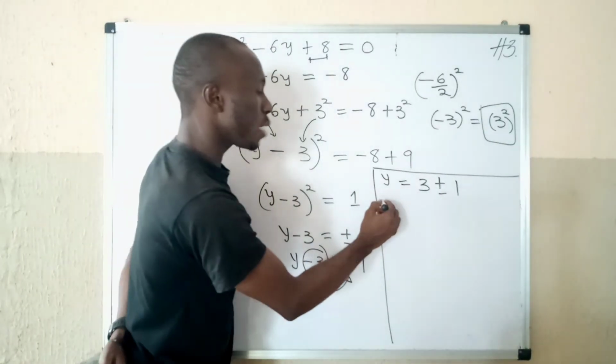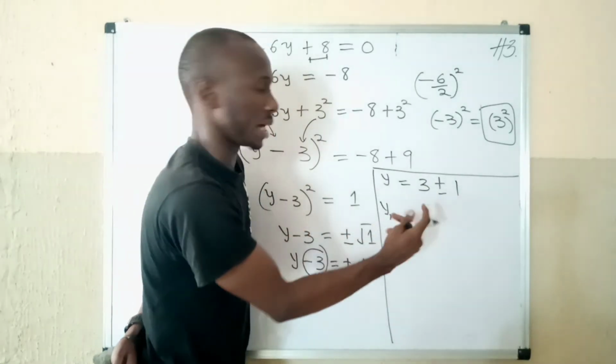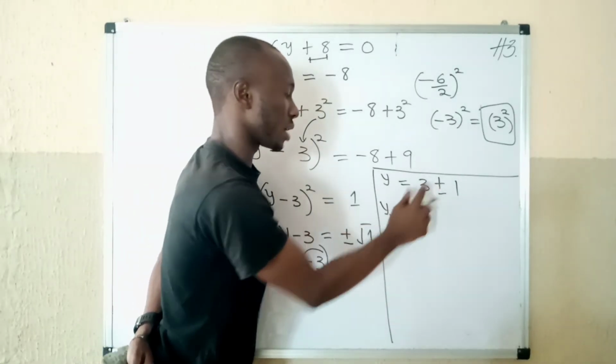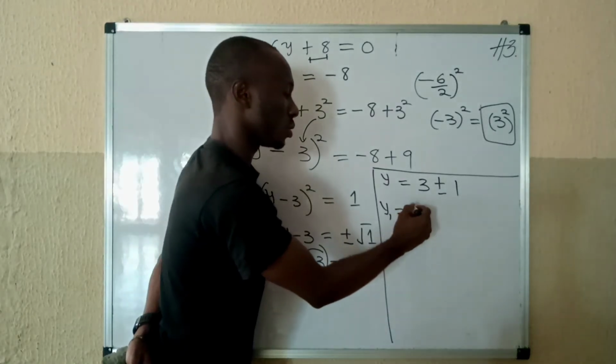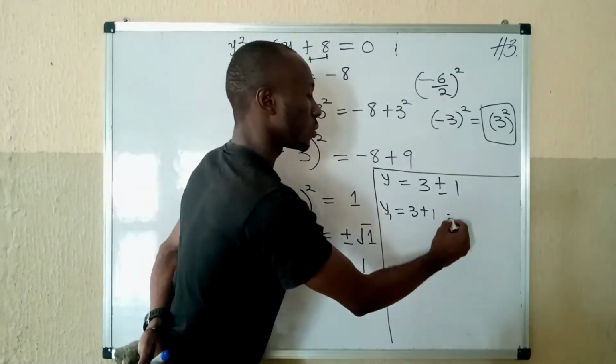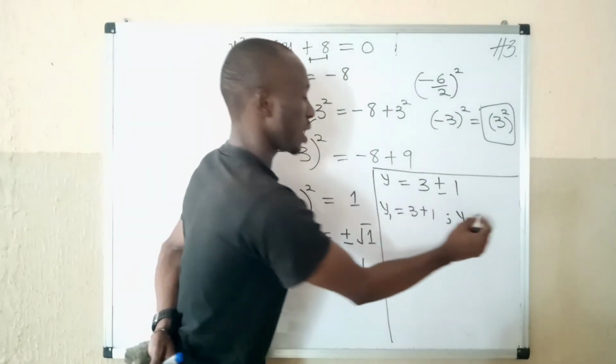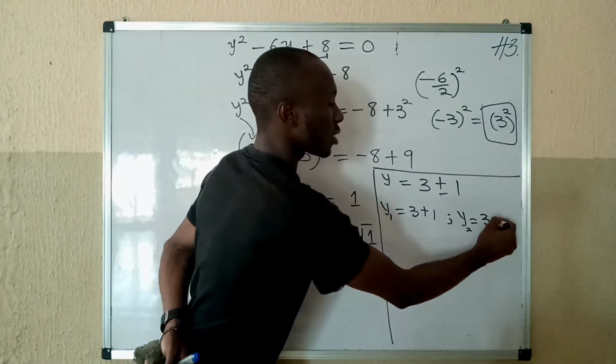Now y1 will be when you take the plus sign. So right now I'm going to take the plus sign. So I have y1 is equal to 3 plus 1. Then y2 will be when you take the negative sign. So you have 3 minus 1.